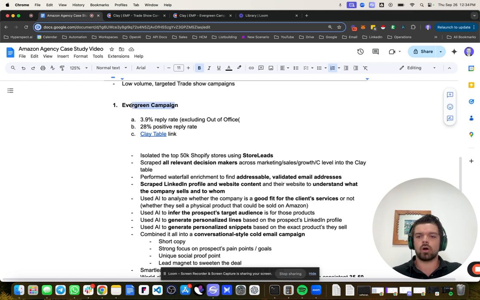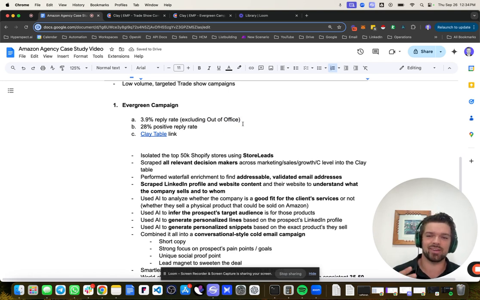First one is we're going to walk through this evergreen campaign. Overall, we got a pretty decent reply rate on this, 3.9%. Again, in a saturated market, saturated niche, that's not too bad. This is, of course, excluding out of office replies. And that's an important thing, because if you're comparing providers or looking at different proposals from people, it's very important to ask them, okay, are these reply rates excluding out of office or including? Because if we didn't exclude it, our reply rates would be 20%, 25%, right? Which would be astronomically high.